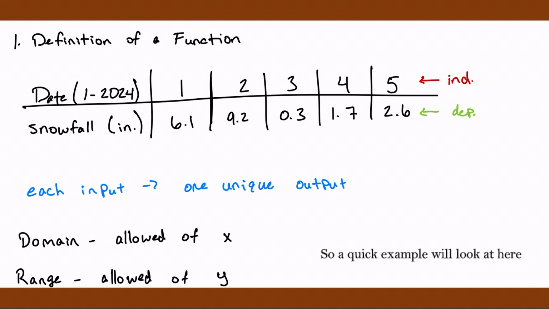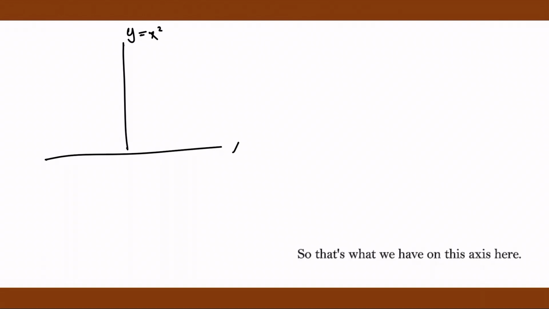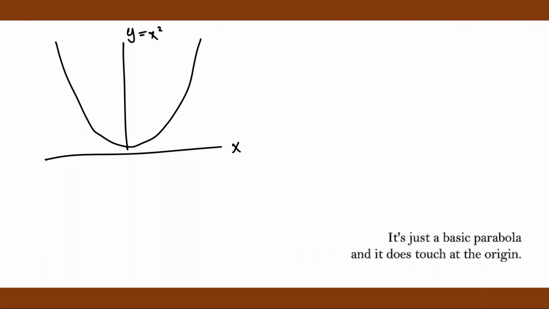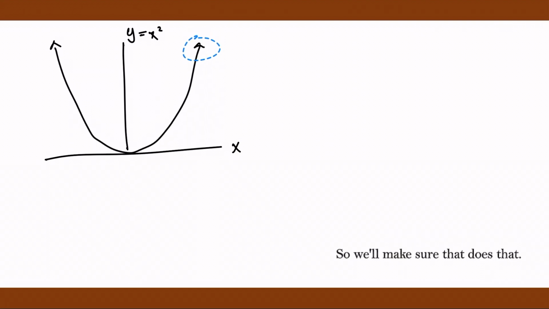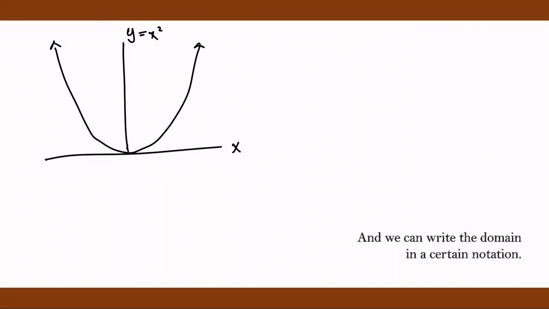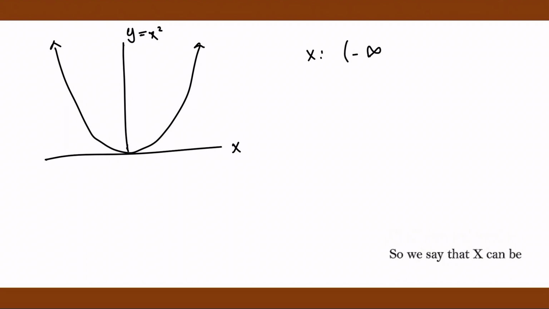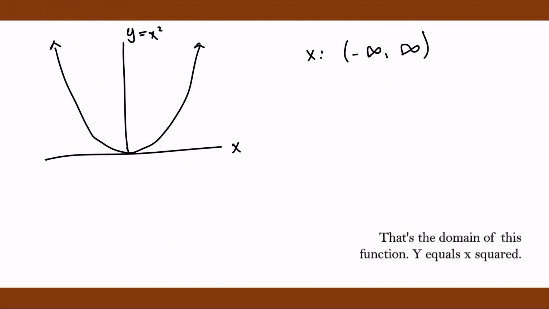So a quick example we'll look at here, and let's look at a very well-known function, a parabola, y equals x squared. So that's what we have on this axis here. It's just a basic parabola, and it does touch at the origin. And we can write the domain in a certain notation. All allowed values of x, nothing is excluded, so we say that x can be negative infinity to infinity. That's the domain of this function, y equals x squared.